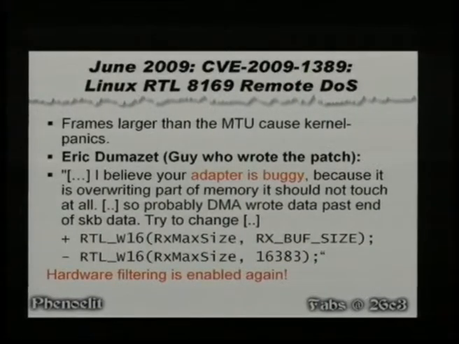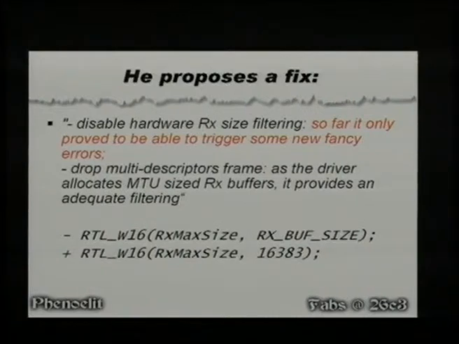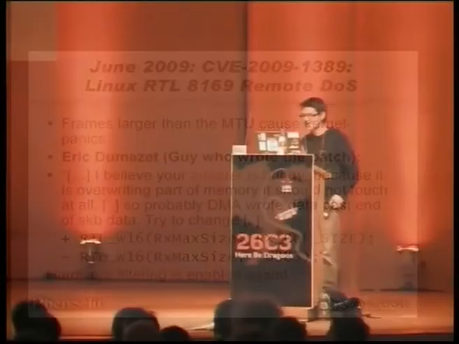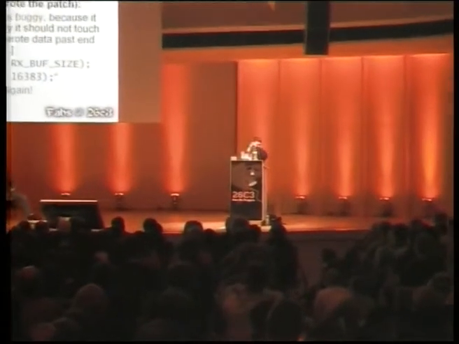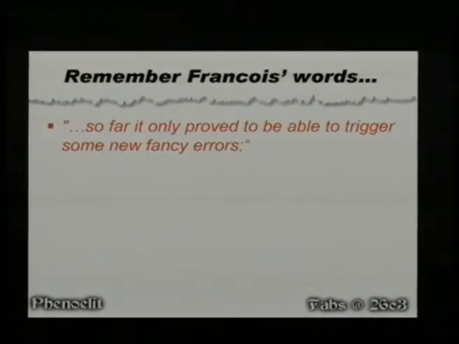Well, in 2009, adapters seem to be different. What was actually found out is that RX mux size with these new adapters is not the size after which hardware filtering is enabled, but it's actually the size the adapter thinks it can copy into the buffer. So they made that check, so they patched it back. So wait, I'm going to go back a slide. That's not good style, I know, but look. Minus, plus, plus, minus. So now hardware filtering is enabled again. And remember François' words, so far it only proved to be able to trigger some new fancy errors.